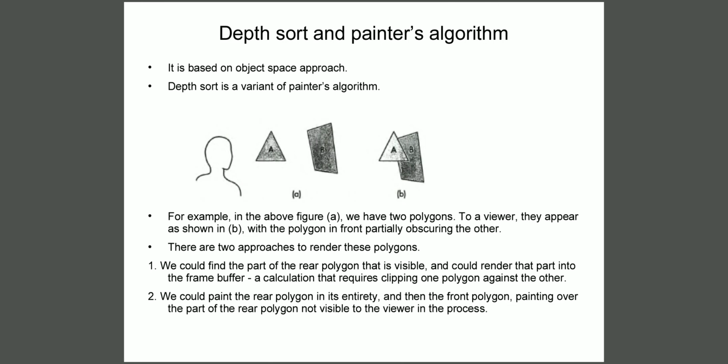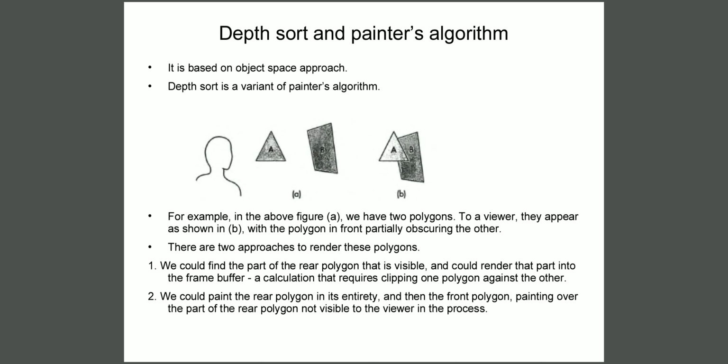Then the next algorithm we can use for hidden surface removal is depth sort and painter's algorithm. This algorithm is based on the object space approach, where depth sort is a variant of painter's algorithm. We will use depth sorting when we implement painter's algorithm.